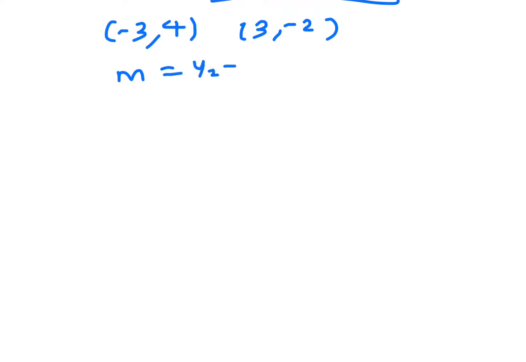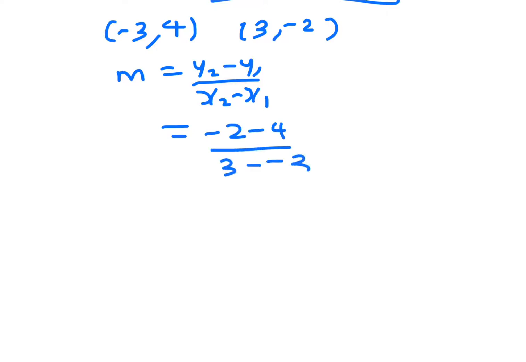Okay, so if we look at the next one, you've got (-3, 4) as a point, and you have (3, -2) as a point. So the gradient is y2 minus y1 on x2 minus x1. So it's -2 minus 4 on 3 minus -3. So you get -6 on 6, which is minus 1.